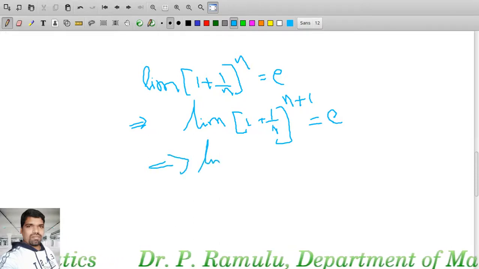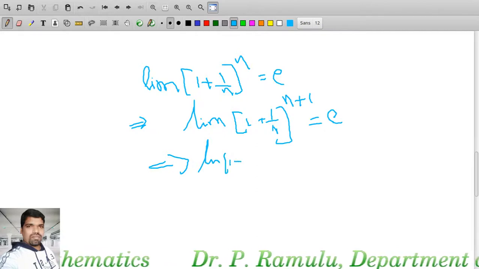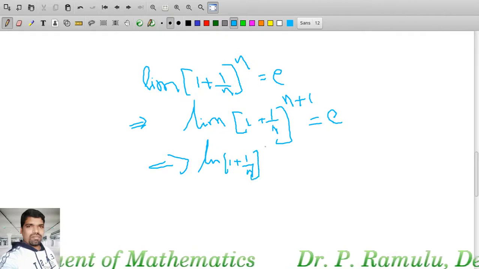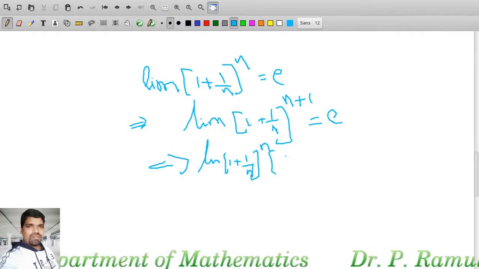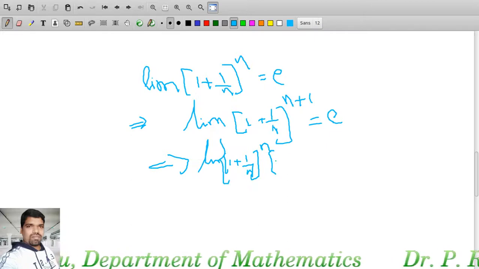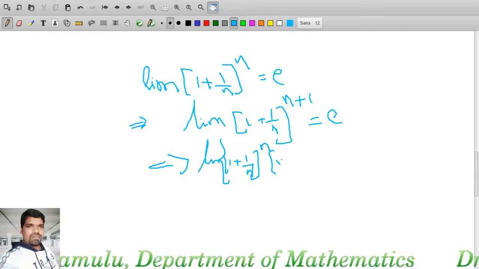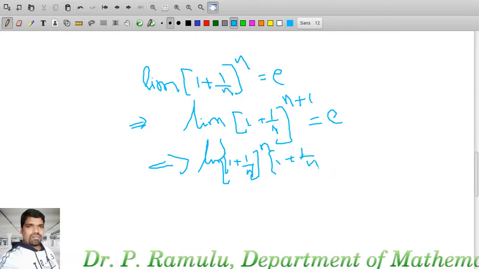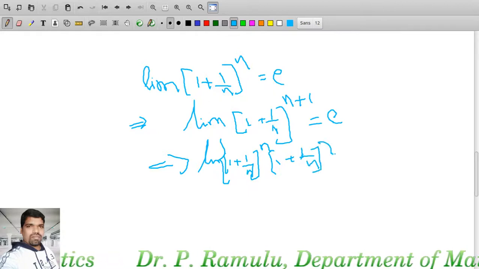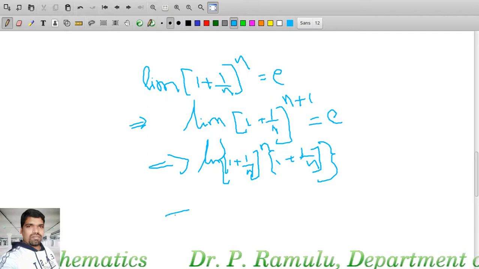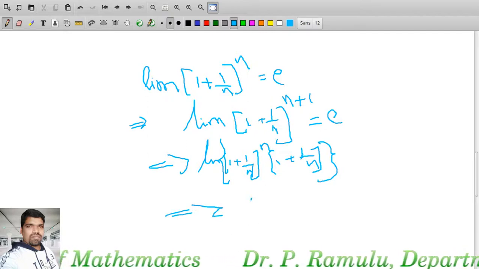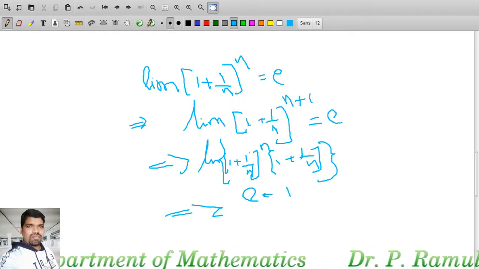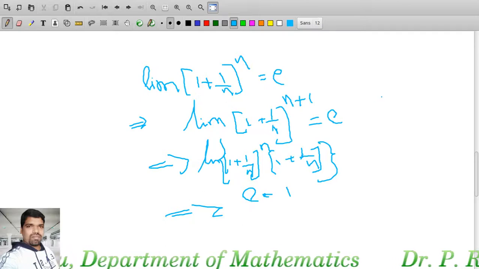This can be written as limit of 1 plus 1 by n whole power n, which we can rewrite as 1 plus 1 by n. This thing equals e, and this thing equals 1, right? So e into 1. 1 by n tends to 0, this thing equals e, this equals 1. That's why this also equals e, right.